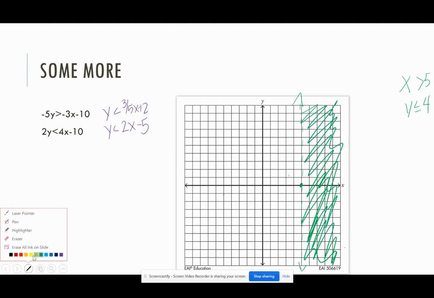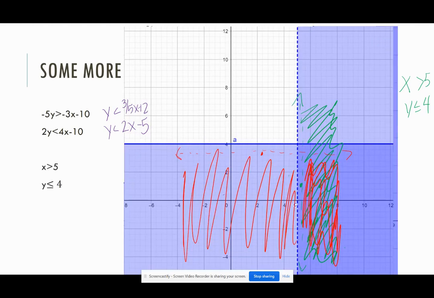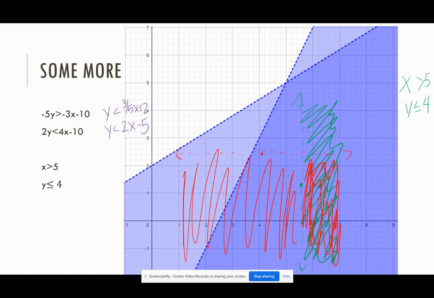Y is less than or equal to 4. 1, 2, 3, 4. Solid line. Less than or equal to goes here. So my proper answer is right over here. And that's the combined area. The final one I'm not going to make you do, it's all these types of fractions, and I don't like those fractions. The second one becomes a huge fraction. So hopefully you're able to understand these.